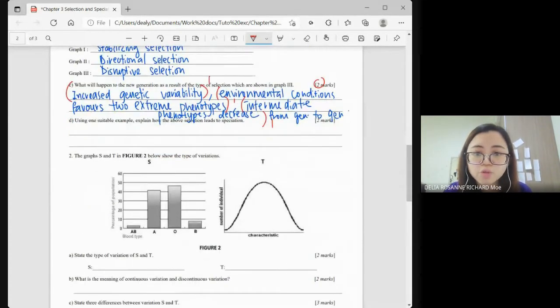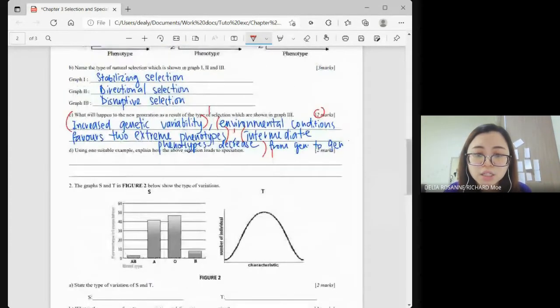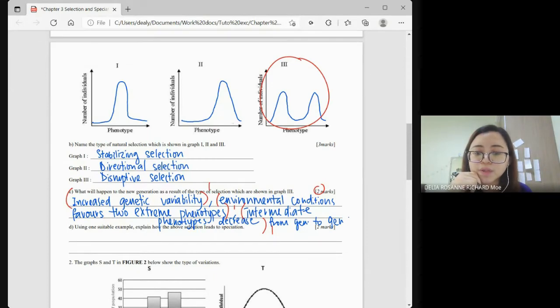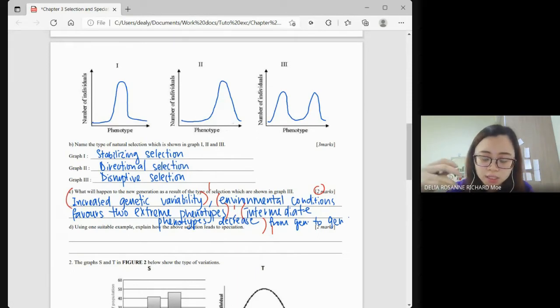Okay, then I'm going to move on to 1D. Using one suitable example, explain how the above selection can lead to speciation. So, this is referring to C, which is disruptive selection. So, di sini memang kamu gunakan contoh terus. If you're using what you learned in the lectures, you would probably be using the example of Darwin's finches.